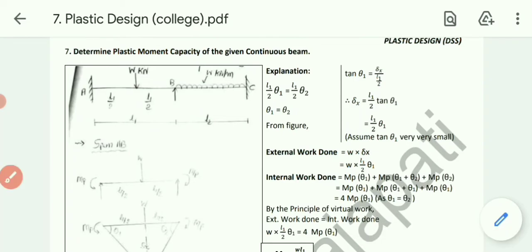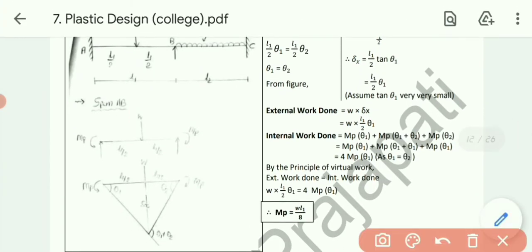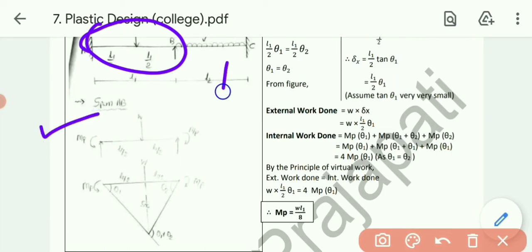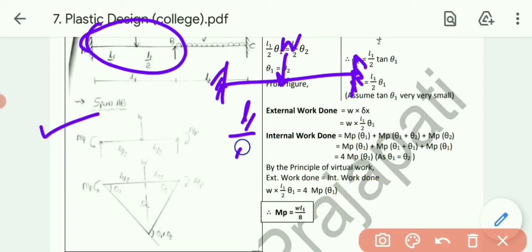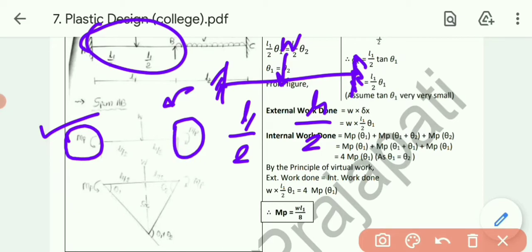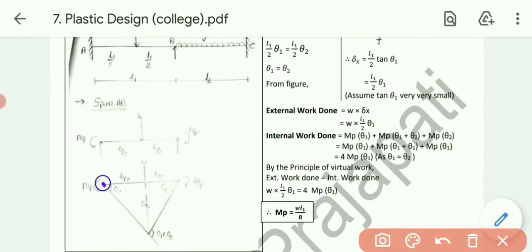Okay, so let's solve the sum like earlier, as we did in the previous example. Let's take span AB. Now A is a fixed support, and B because of the intermediate support will also act as a fixed support. Now a central point load W is there. This one is L1 by 2, this one is L1 by 2. So for this one, at the left hand support Mp will be there, and at the right hand support also Mp will be there because of the fixed support. Okay, so let's create a beam mechanism.